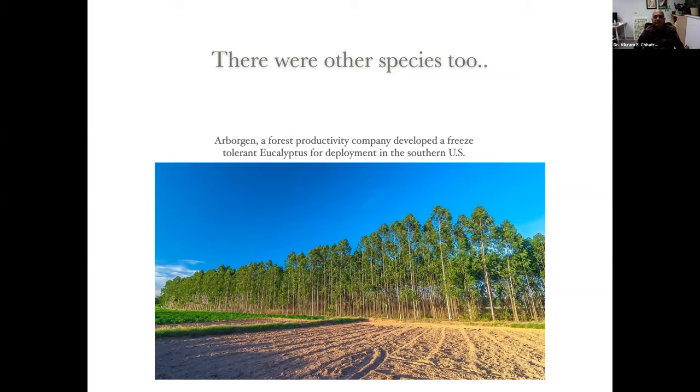Actually, it's a multinational company now. They produced a clone of eucalyptus that is able to withstand temperatures down to 15 degrees Fahrenheit, which is pretty cold. The goal was to use this in plantation forestry to increase biomass production in the southeastern US. And of course, all of these examples, the genetically modified trees exist, but there are a lot of issues.